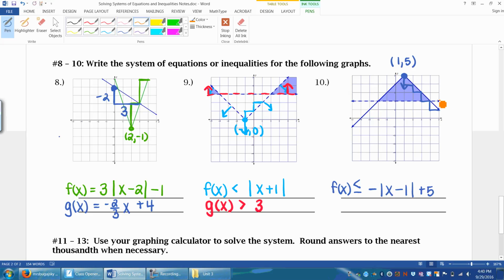The line, again, is a horizontal line, so I'm going to use g of x. It's at 2, and the shading is above, so it gets a greater than symbol.